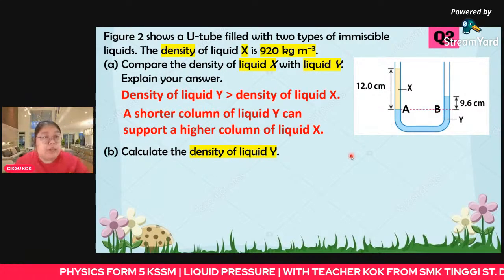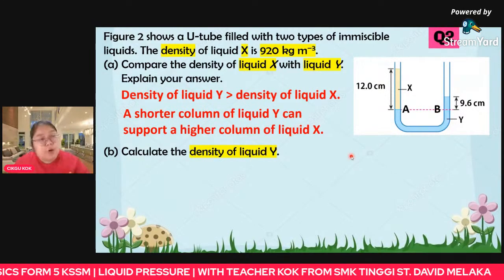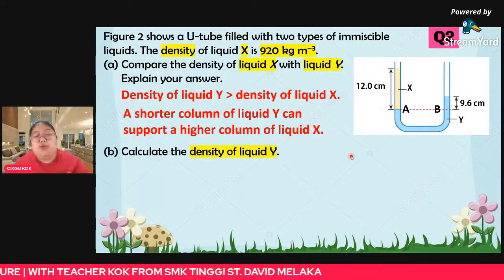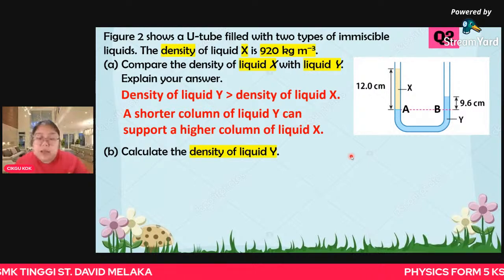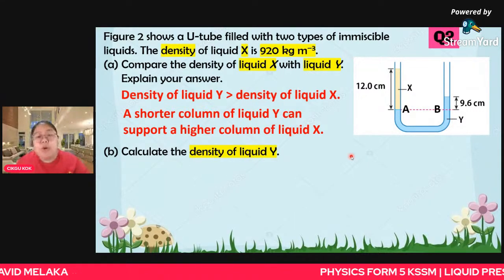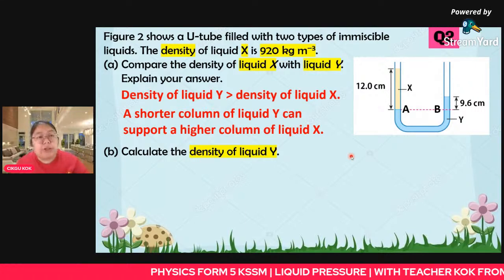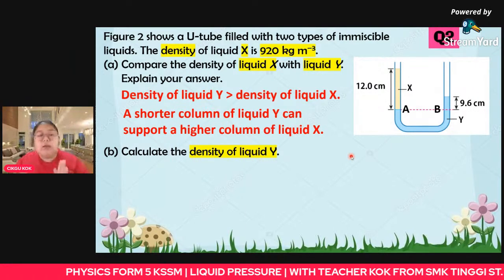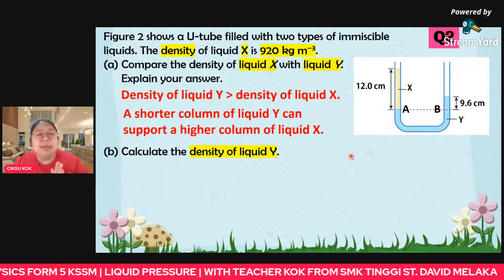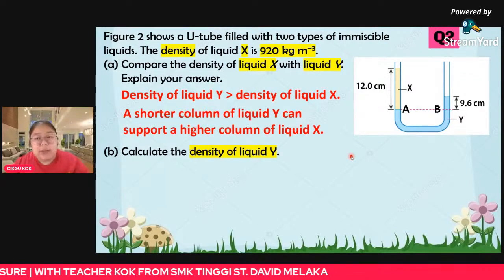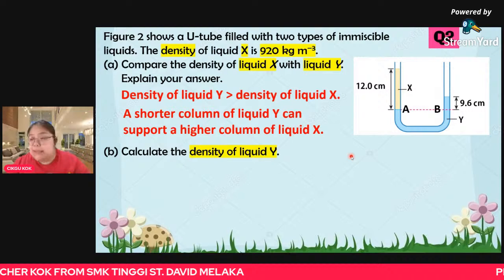So we use the formula for liquid pressure, rho g h. Another thing we can cancel is g, because on both sides the gravitational acceleration is the same. So from here we just put rho h for A equals rho h for B. Okay, students, find for me the liquid density for the Y. For the Y, the density is how many?